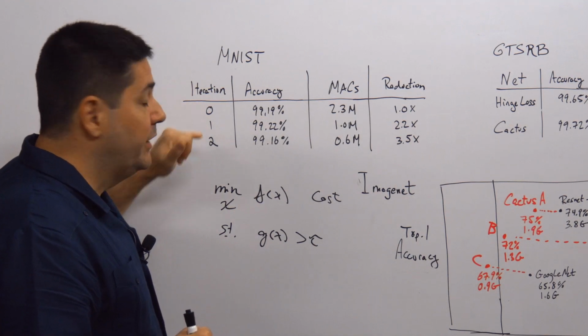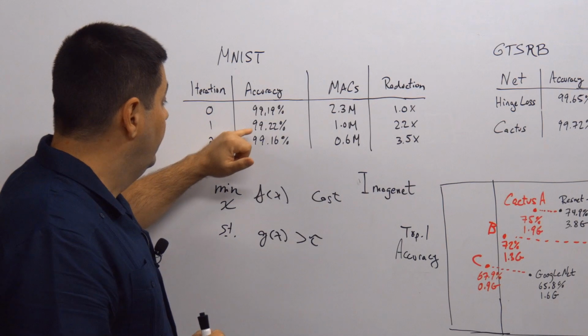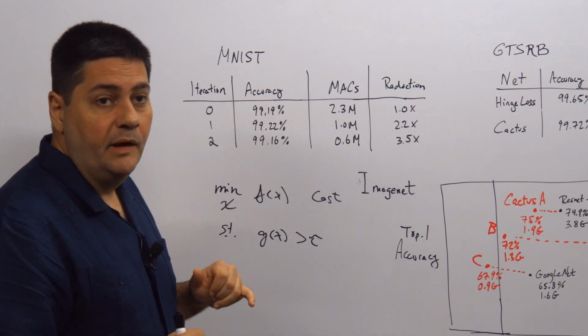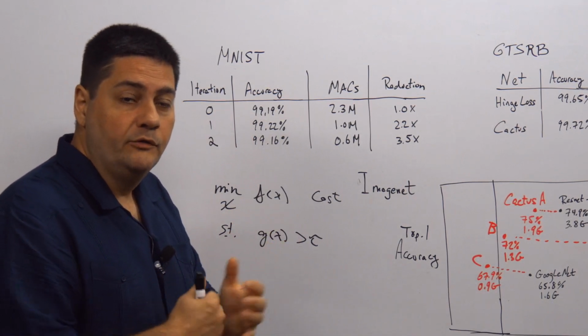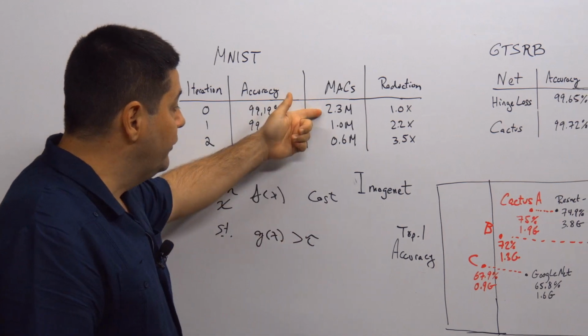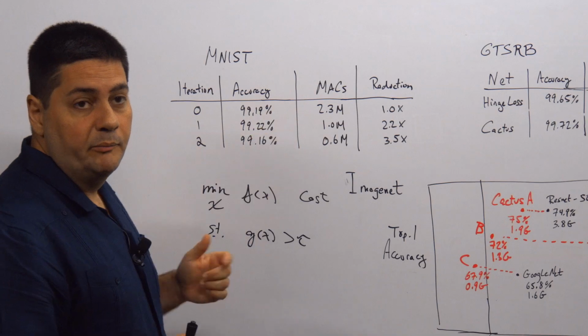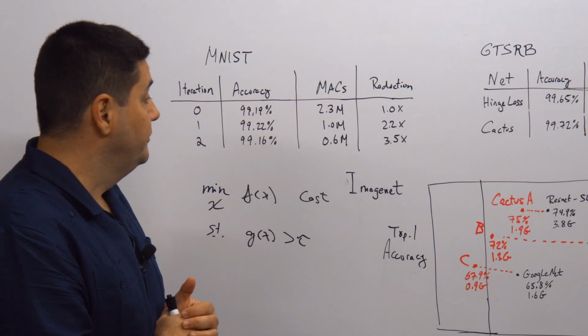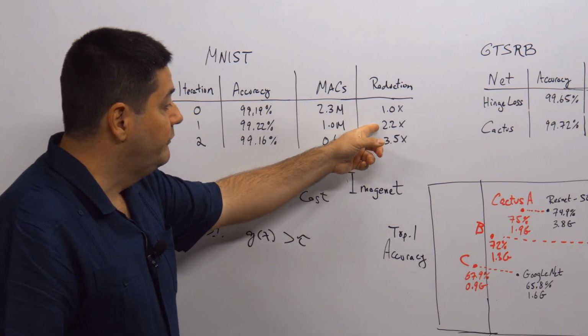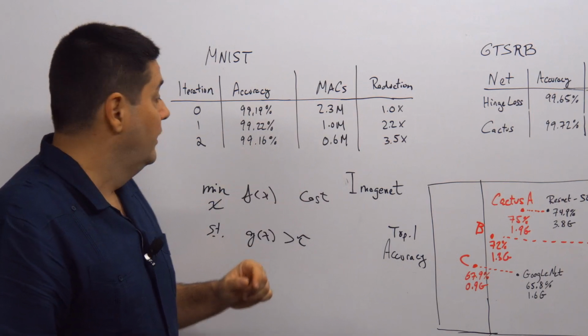Once we applied the methodology in the first iteration, we achieved slightly better accuracy, and that's perhaps because there are fewer parameters now to deal with. With fewer parameters and less complexity, we're now at 1 million multiply accumulates per image. And that gives us a reduction factor of 2.2x.